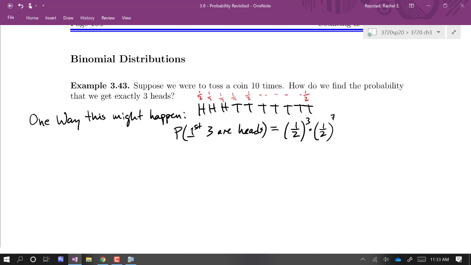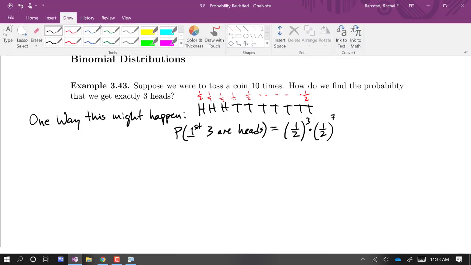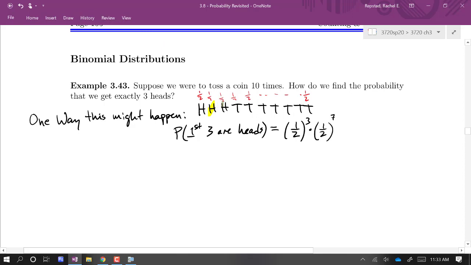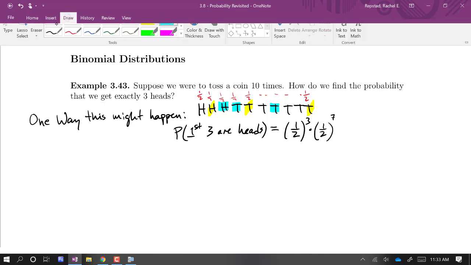Now, this isn't the only way to get exactly 3 heads. This is the way it happens if the first 3 are heads. But maybe the heads that I get are here, here, and here. Or maybe the heads I get are here, here, and here, and the rest are tails, right? So there are all these different ways that those 3 heads could be distributed among those 10 outcomes. So I want to account for that.